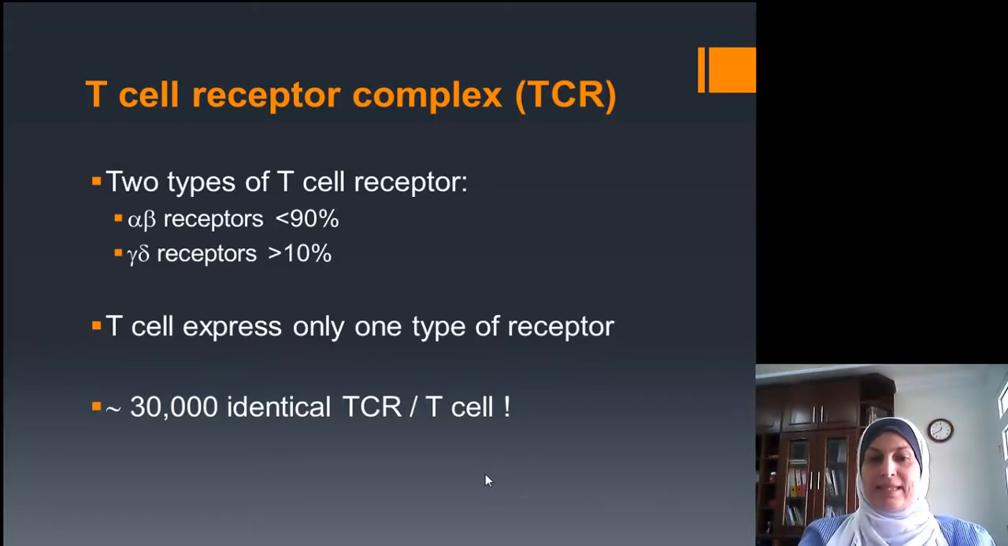One single T cell can have around 30,000 T cell receptors on its surface, and all of these T cell receptors should have either alpha beta or gamma delta. A single T cell cannot mix different types of T cell receptors and cannot mix and match different subunits. So it's either alpha beta or gamma delta.